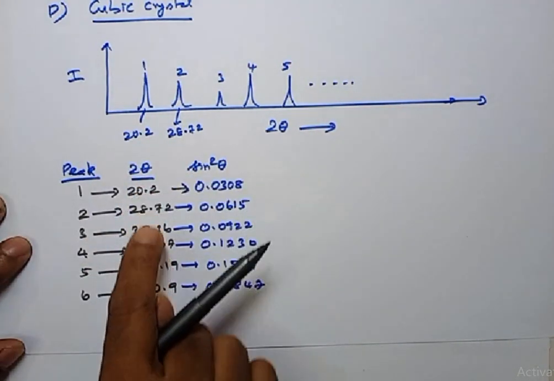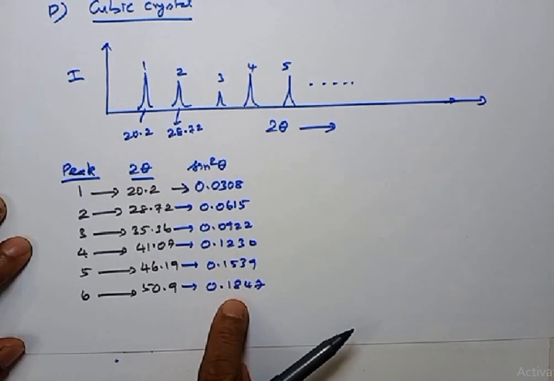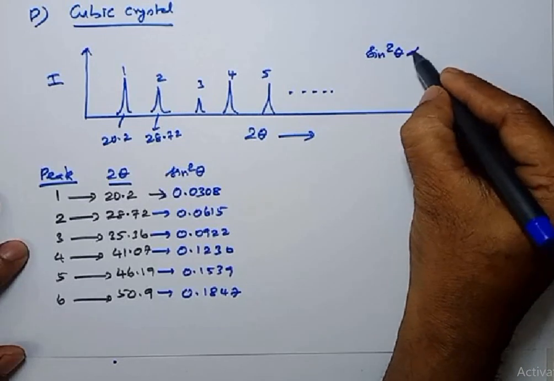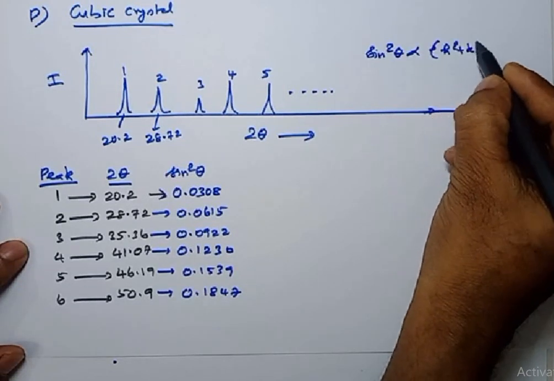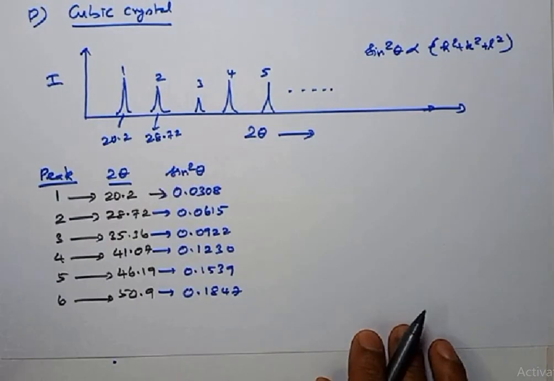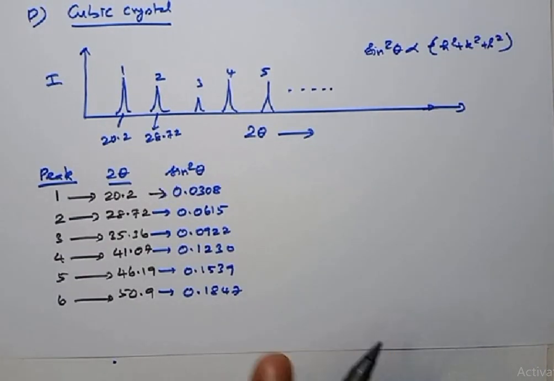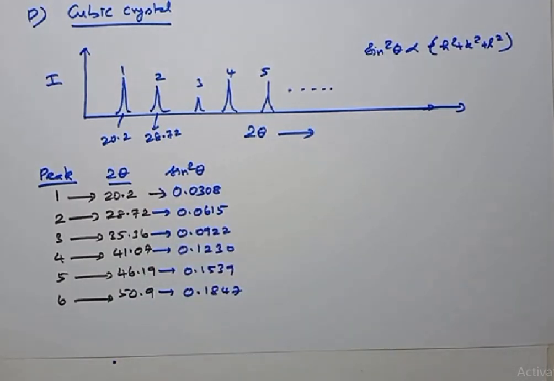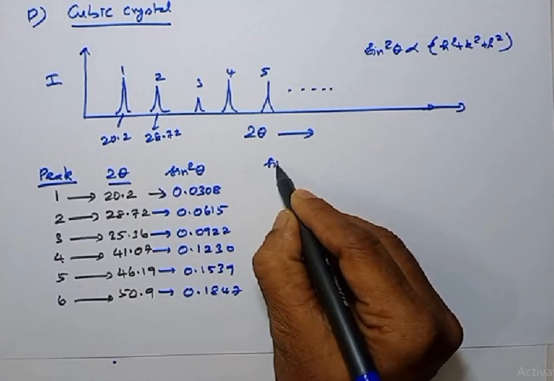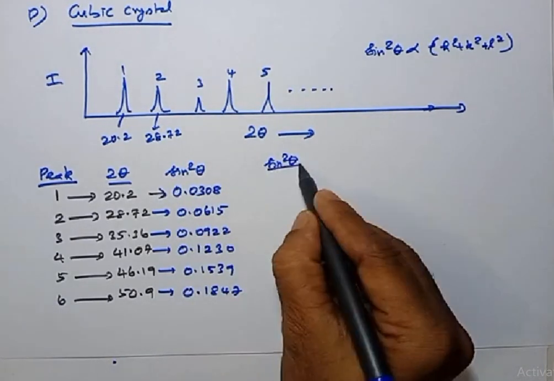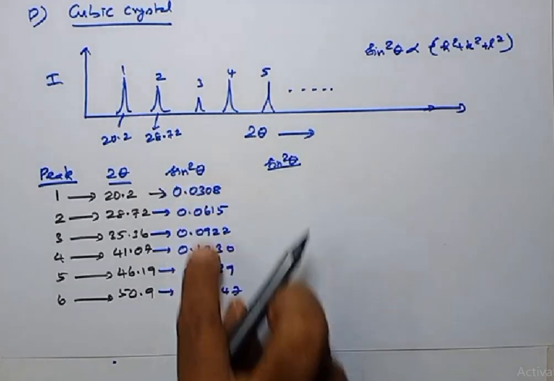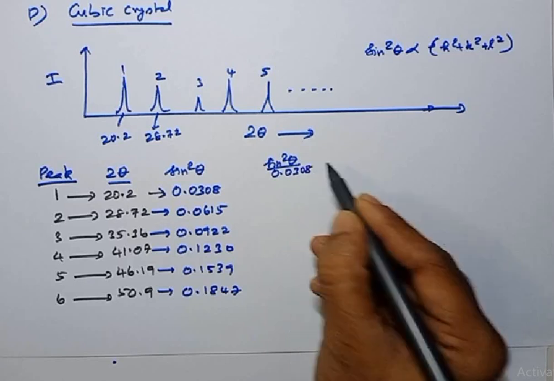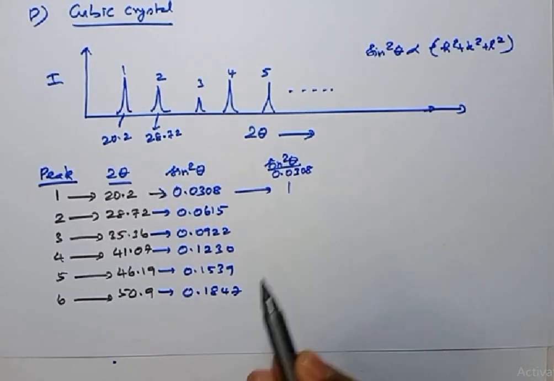For these theta values, I calculated sine square theta, and we know very well sine square theta is proportional to h square plus k square plus l square. But before that, these numbers are fractions. So first we have to normalize. How to normalize? Just divide the sine square theta value by the lowest number. Among the 6, the lowest value is 0.0308. So divide by 0.0308. If I divide, this becomes 1.